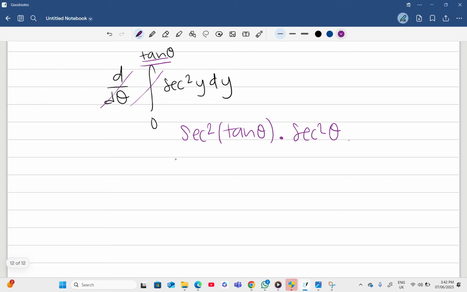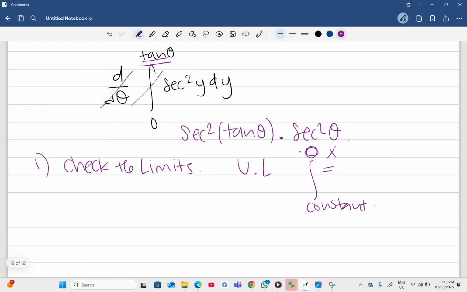So if we want to revise, the first step I'm going to do is check my limits. Check the limits. The upper limit, the one up, should always have a variable, let's say x. And this one should always be a constant. Now, if that's the case, I can directly solve. If not, I'm going to flip them and put a negative outside.